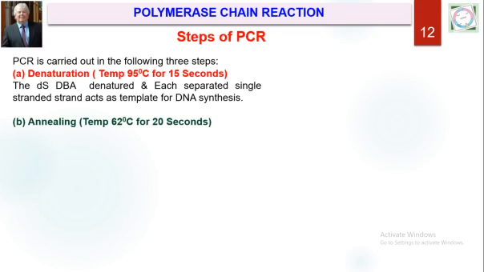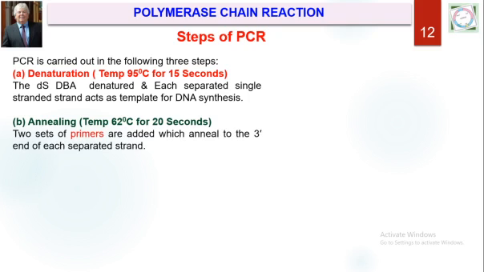The second step happens to be annealing, where the temperature in the thermocycler is brought down to 55 to 62 degrees, and it is kept for about 20 seconds. Two sets of primers are added, which anneal to the 3' end of each separated strand. So the primer acts as an initiator for replication.